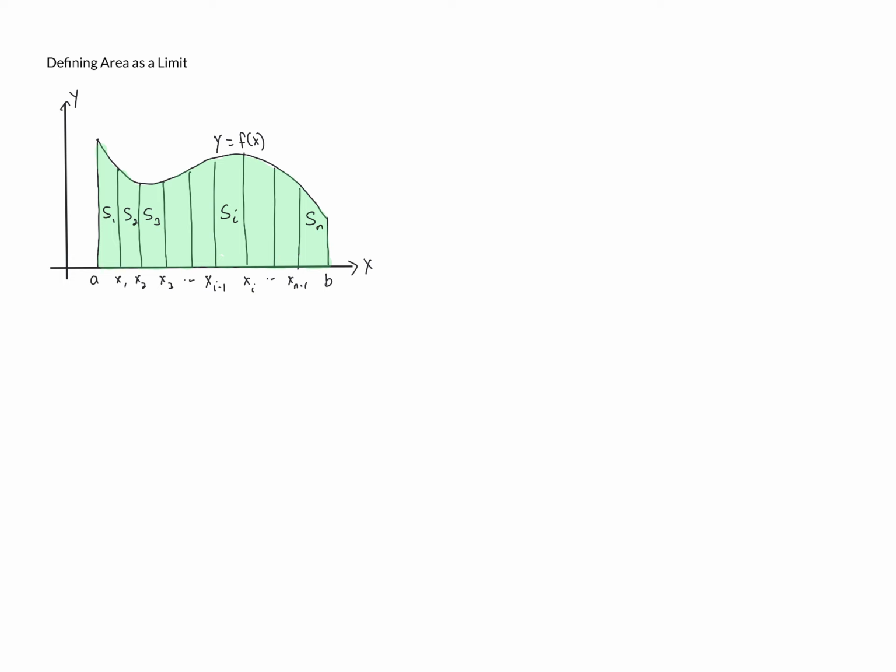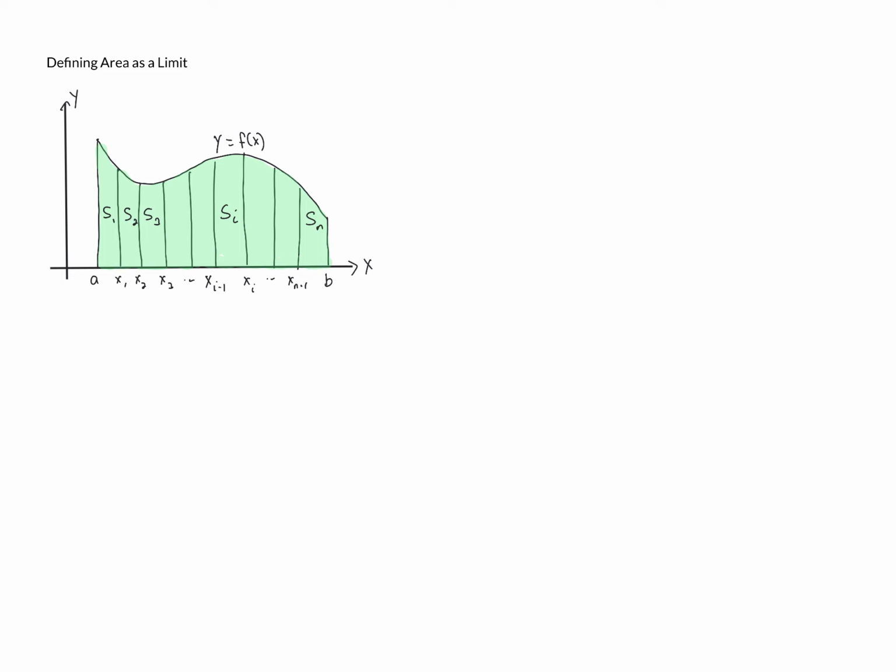So I want to take that same idea, but I want to formalize it a little bit more with notation and different things like that. So what I want to do is talk about the width of one of these rectangles or one of these strips. The whole width of the interval from a to b is going to be b minus a, right? We take the difference of those two x values to get the whole width.